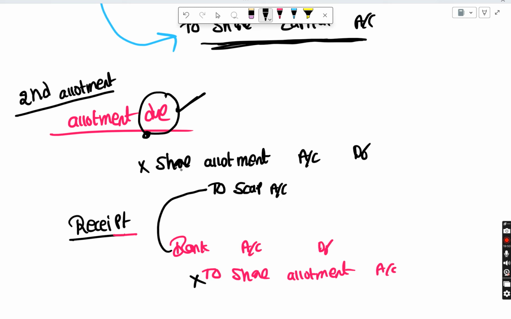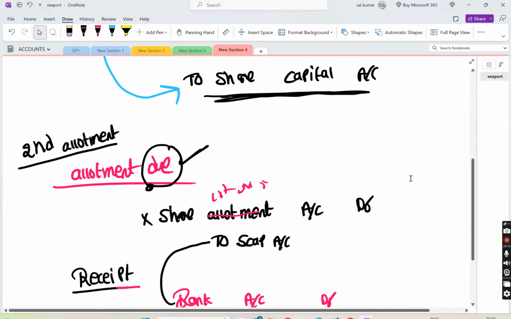Next, if it is a first call, it's the same; instead of the word allotment, first call will be there. Second call will be there, third call will be there. Same entry, exactly the same entry, only the name changes. Can I move on to the next concept, everybody?